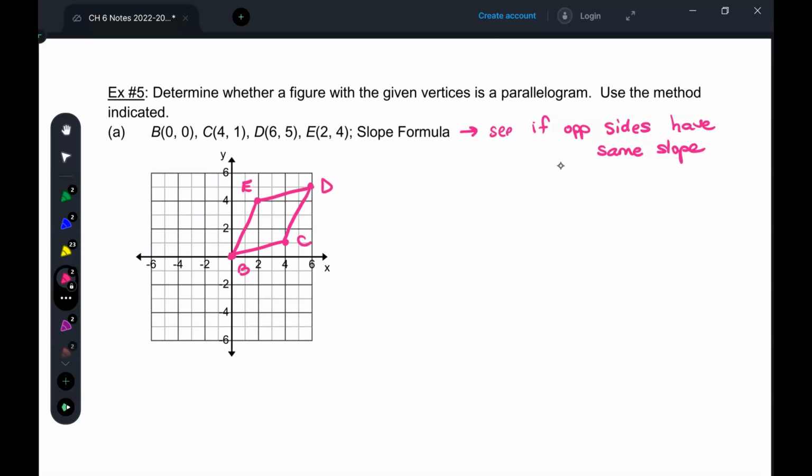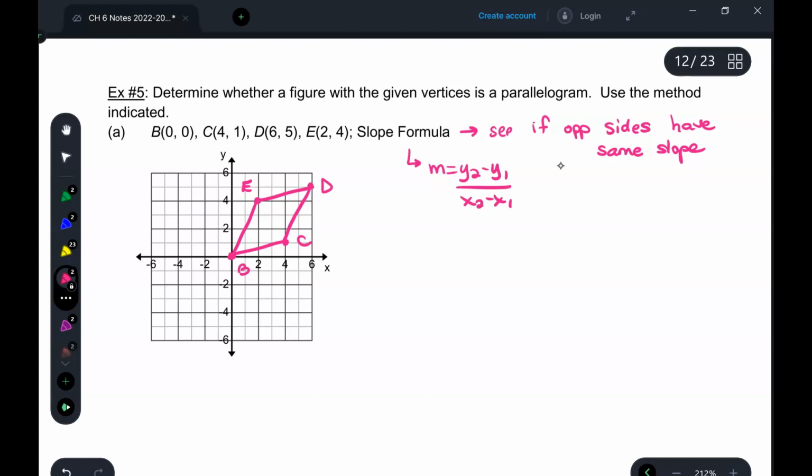You know. Okay, now I could either do slope formula, which is y2 minus y1 over x2 minus x1. But since we have the graph, we can also just count rise over run. Easy, right? Let's do BC first. So if I'm going from B to C, you could just do 1 minus 0 over 4 minus 0, or you could just look, oh, I have to go up 1 over 1, 2, 3, 4. So what's the slope for BC? 1 over 4.